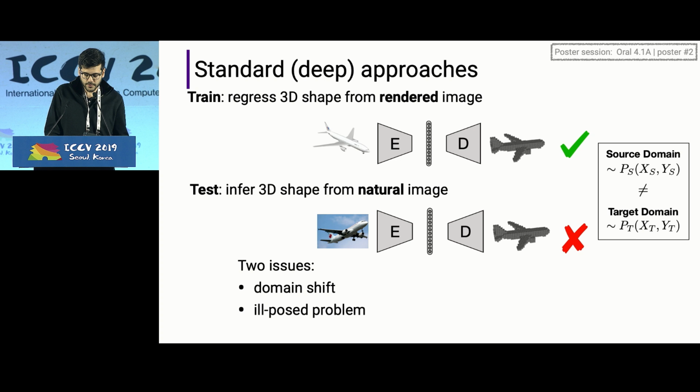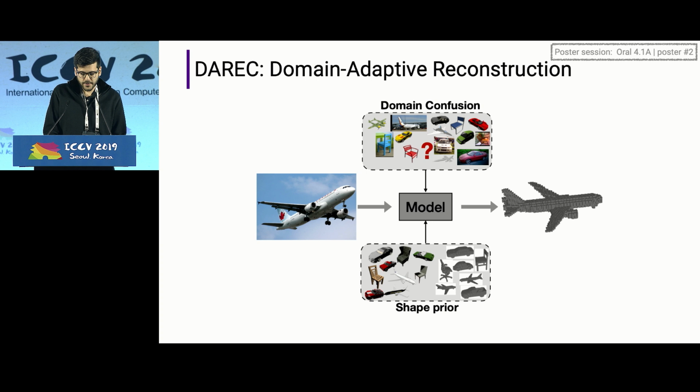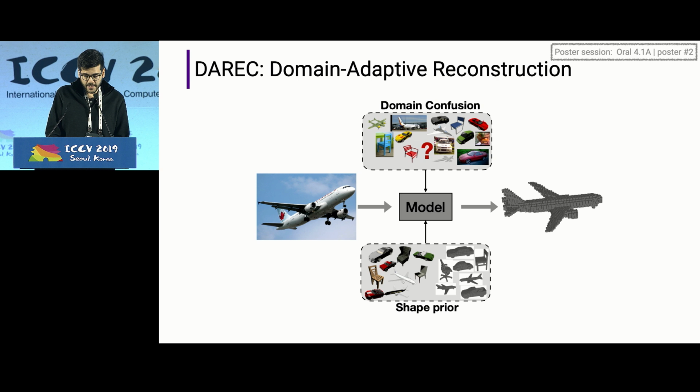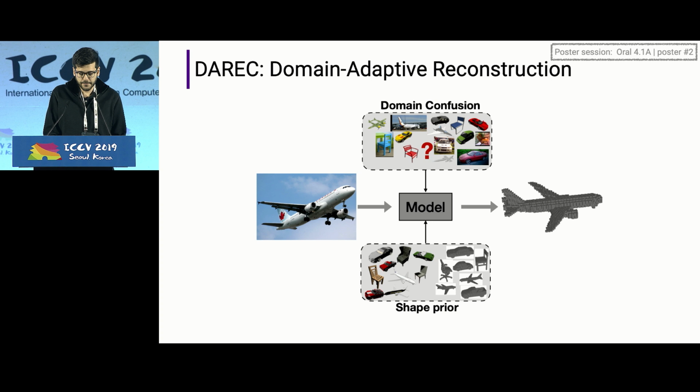Based on these issues, we propose a framework for 3D reconstruction for natural images that exploits adversarial training in two different ways. On the one hand, we impose domain confusion between natural and rendered images, and on the other hand, we exploit shape priors to constrain the encoded 2D features to lie on the manifold of realistic object shapes.